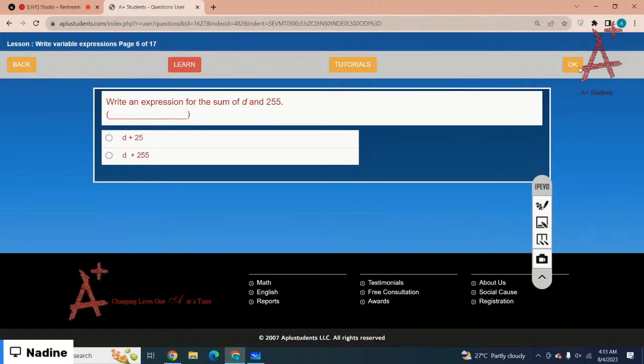Okay, write an expression for the sum of D and 255. So which is the correct option? Option number 2 is the correct option. You have to add D and 255. Very good. The correct option is D plus 255.